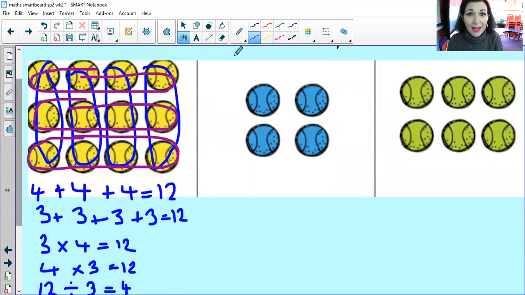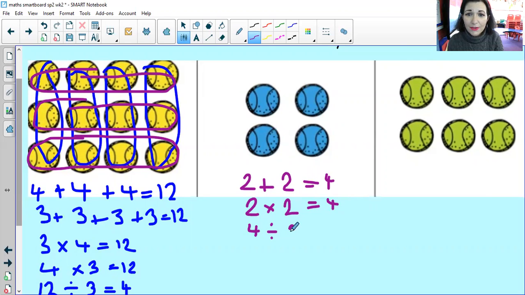All right, let's have a look at this. I've got 4 balls here. So I've got 2 groups of 2. 2 add 2. And if I did it the other way around, it would still be 2 add 2, wouldn't it? So my multiplication sentence is 2 groups of 2. And my division sentence, remember, I'm starting with my biggest number, that's my 4. 4 divided by 2 is 2.